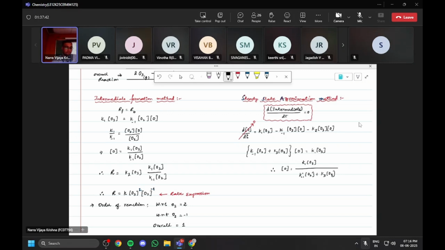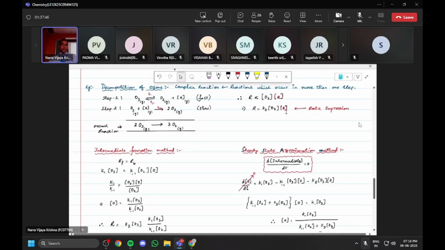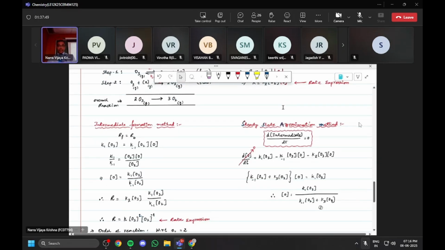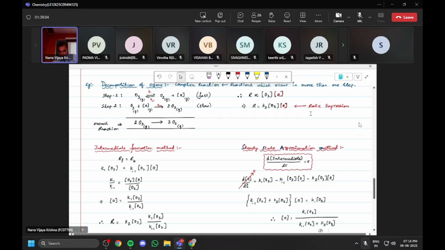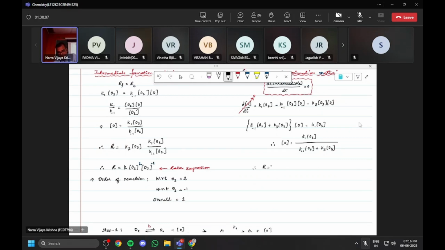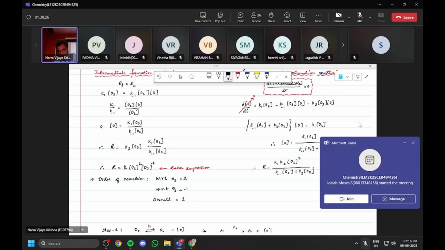Now substitute this O term in the rate expression. Then what is rate equal to? If I substitute this term, I can write K1 K2 O3 square divided by... So the rate equals K1 K2 O3 square upon K minus 1 into O2 plus K2 into O3. So this is the rate expression according to the steady state approximation method.